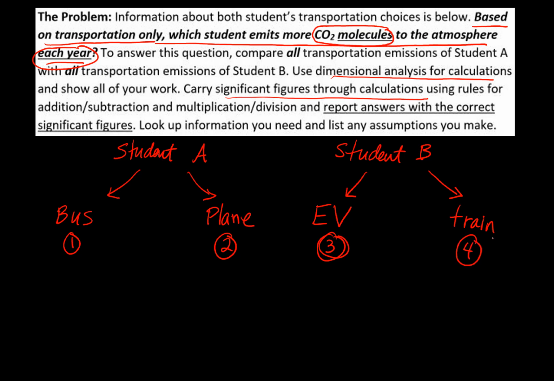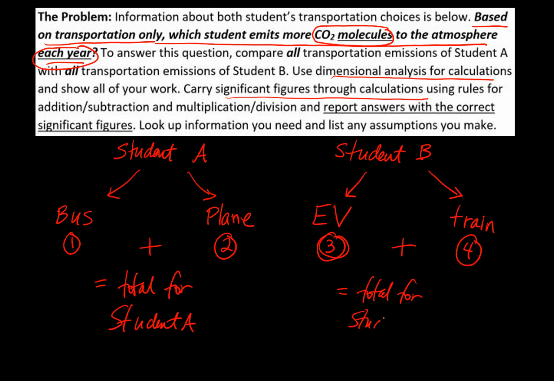So once you have all of those, you can do some comparisons. So you're going to basically add up the bus plus the plane will be the total for student A. And then you'll have the EV plus the train, which will be the total for student B. So let's start these calculations. I'll start on the next slide with the first calculation.